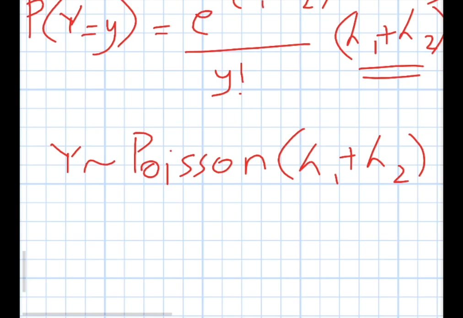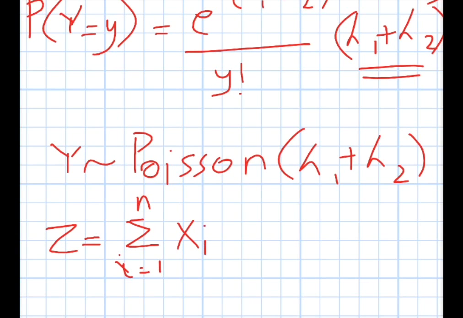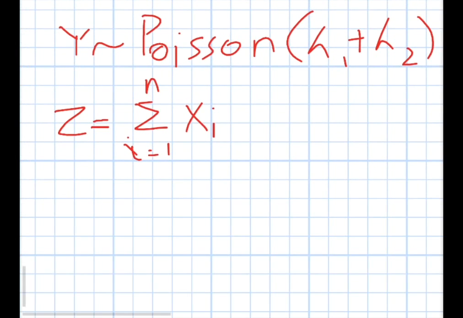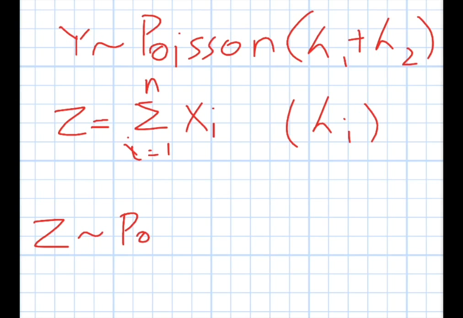Now this can be extended to n random variables. So if you have Y, let's make it Z, equal to the sum for i equal to 1 to n of Xi, where the Xi's are all Poisson with parameter lambda i, then Z will be Poisson with parameter equal to the sum for i equal to 1 to n of lambda i.